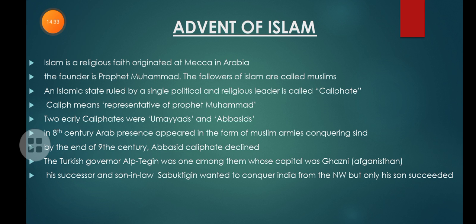And his son-in-law, Sabuktijin, was a slave. But when he grew up, he married Alp Tejin's daughter and became his son-in-law. This Sabuktijin wanted to capture India, but he was not able to conquer India. But his son succeeded in capturing India.